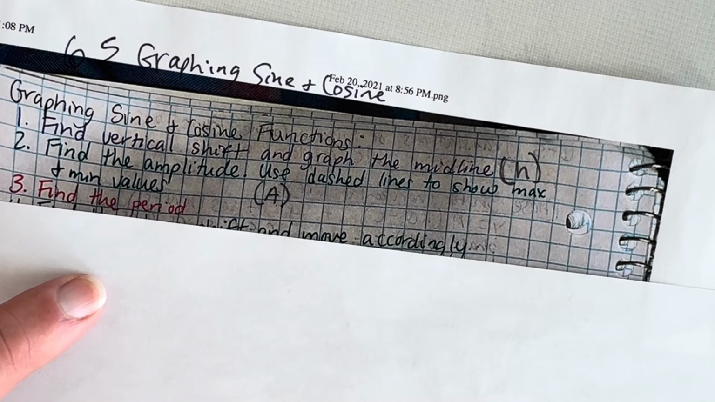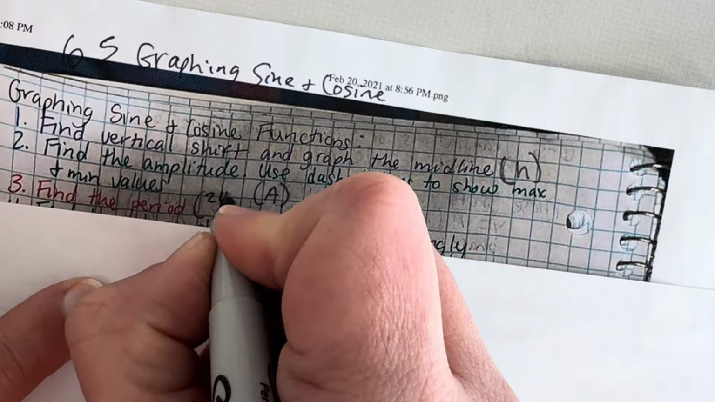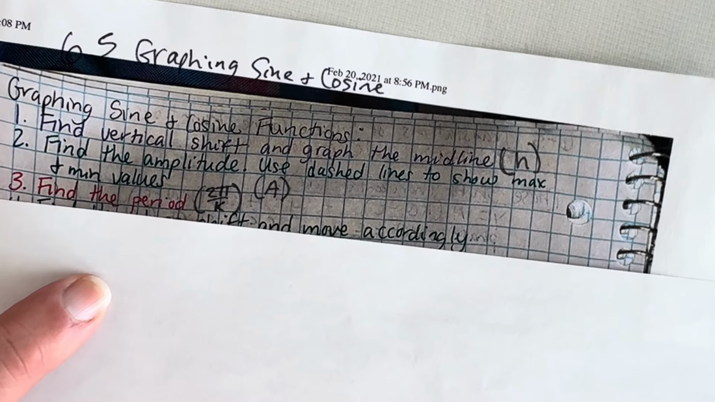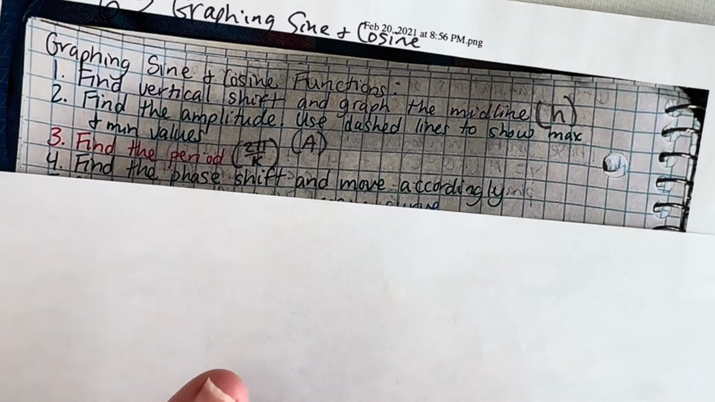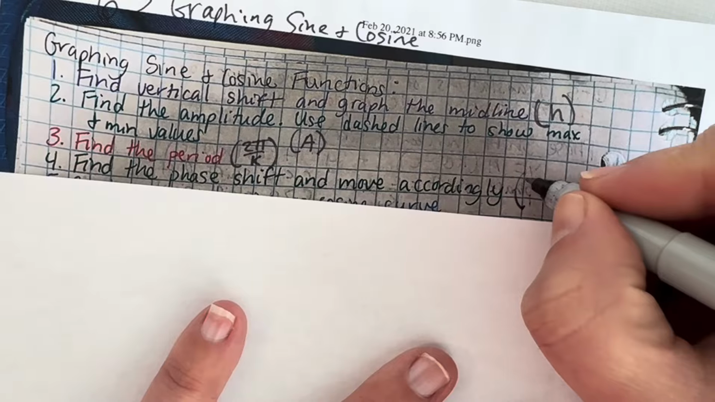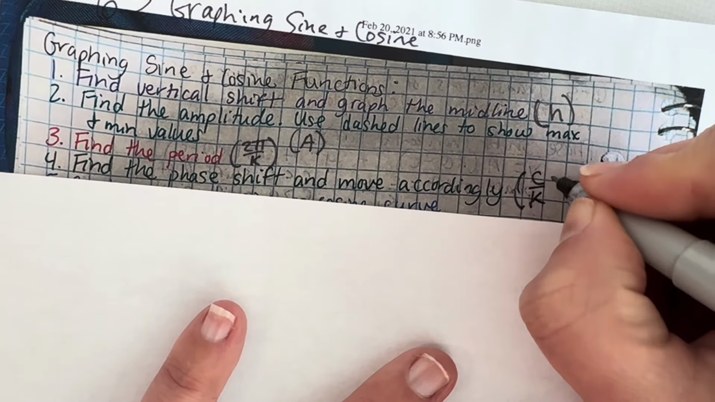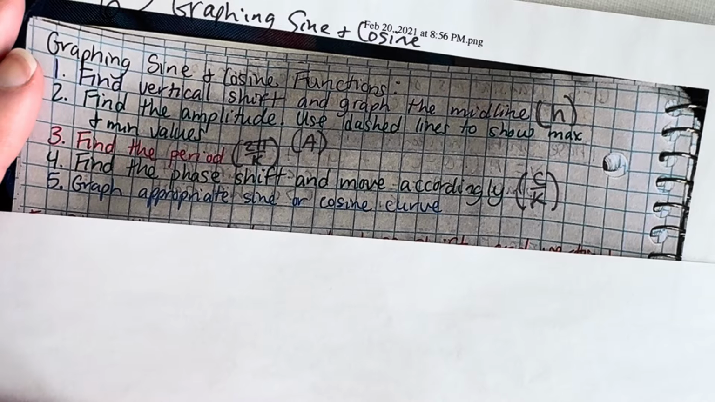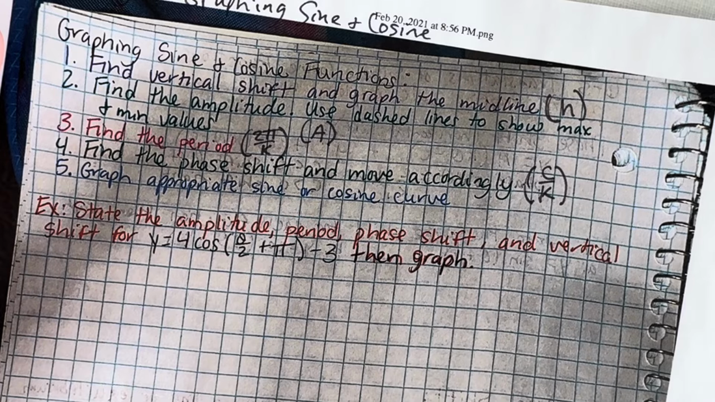Next thing says to find my period. Remember your period is equivalent to 2 pi over k. So you'll use 2 pi over k to find your period. Then find the phase shift and move accordingly. Your phase shift is equivalent to c over k. And so this is where you're going to get all these letters, and then graph the appropriate sine or cosine curve. So let's move through what this looks like.